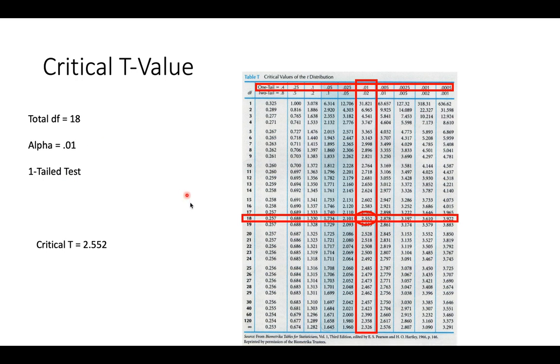So because of our degrees of freedom of 18, we know we're working on this row, this 18 row, right? Degrees of freedom. We come down, we find it, 18. We know that we're working off of this row because we have a one-tailed test. And we find our alpha of 0.01. And that tells us which column to use. And so we just merge the row of 18 degrees of freedom with our alpha column to find a critical t-value of 2.552.